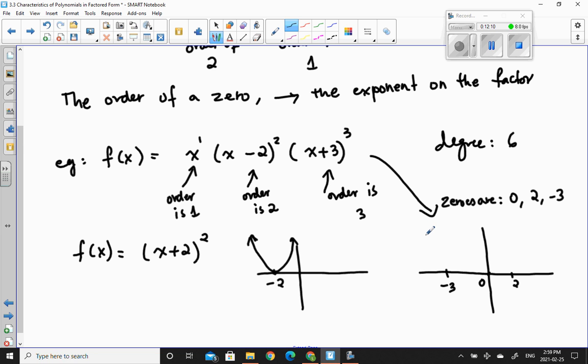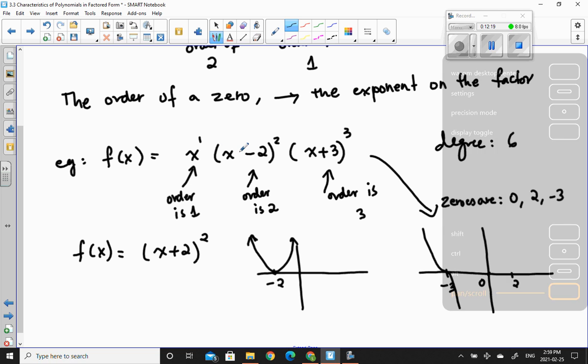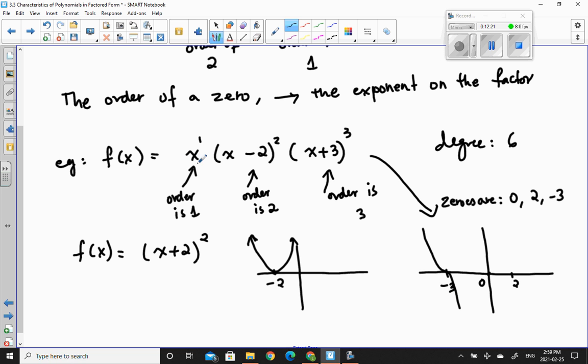So it's going to start here, and over here at -3, it's going to have a cubic shape, like y equals x cubed. Then at this 0, it's going to have a linear shape, so it's going to pass through this point almost like a straight line. And at 2, because it's quadratic, it's going to touch the axis. It could go down and just touch 2 and go up.